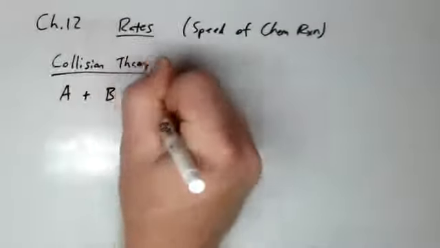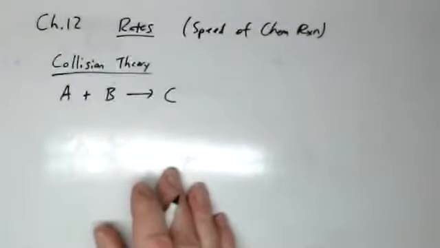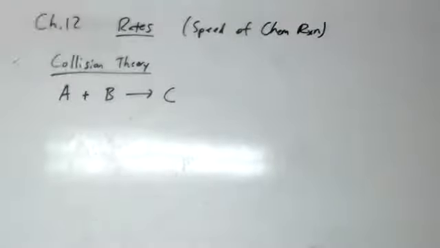So in the collision theory, let's say we have two reactants here, A and B, that are going to react together to form compound C. Well, the collision theory simply states this. So imagine this is compound A and this is compound B. The only way these two compounds can react is if they actually come into physical contact with each other. If one's over here and one's over here, they can't possibly react. They have to actually collide with each other for the reaction to take place.